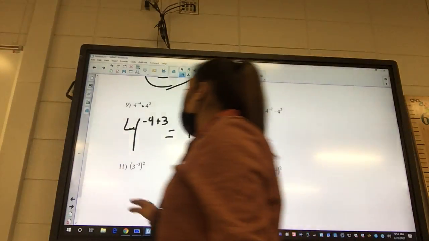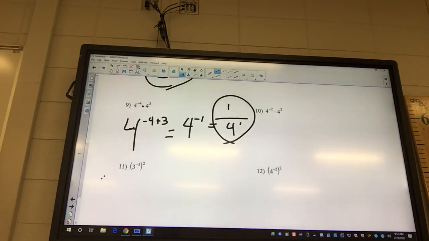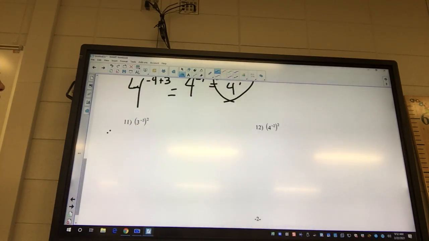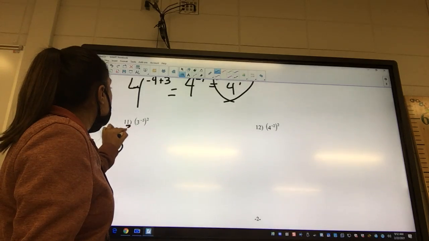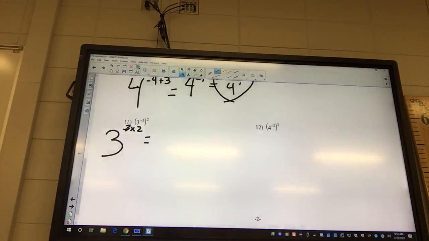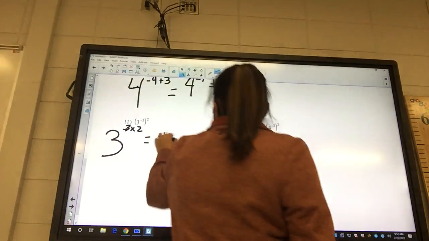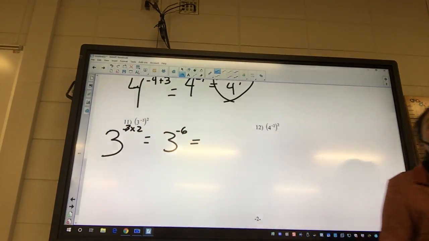Okay, 11 is what type of rule? Power. It's a power rule. How can you tell? Because the parentheses let us know that's a power rule. The power rule says multiply the exponents. So it's going to be 3 to the -3 times 2. What is -3 times 2? -6. So it's going to be 3 to the -6. And we have negatives. What do we do with negatives?